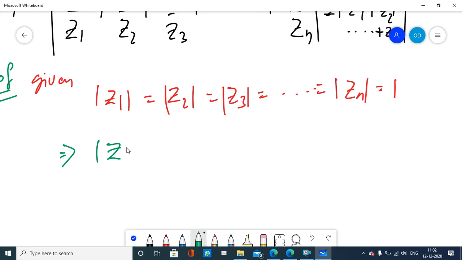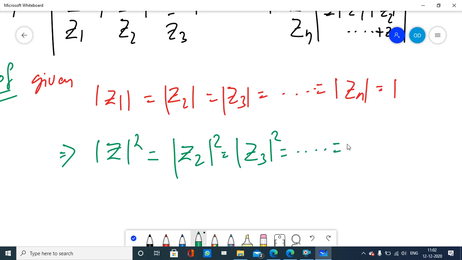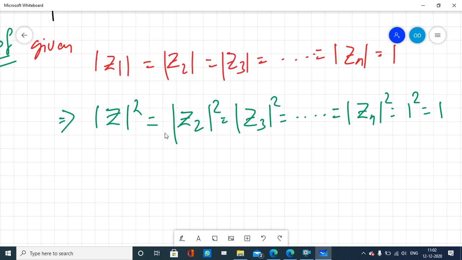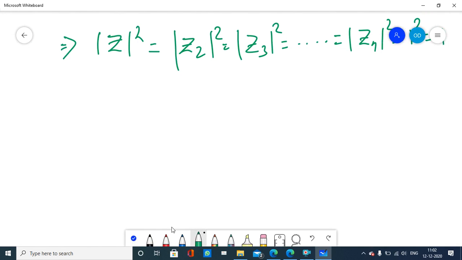Then we know that square of this will be equal to square of this will be equal to square of this. If two numbers are equal to each other, then their squares must also be equal to each other, isn't it? Will be equal to what? 1 square, 1, right? That means the square of mod z1, square of mod z2, square of mod z3, square of mod zn, they are all equal to 1. Clear? Okay. Sorry, here there is z1.